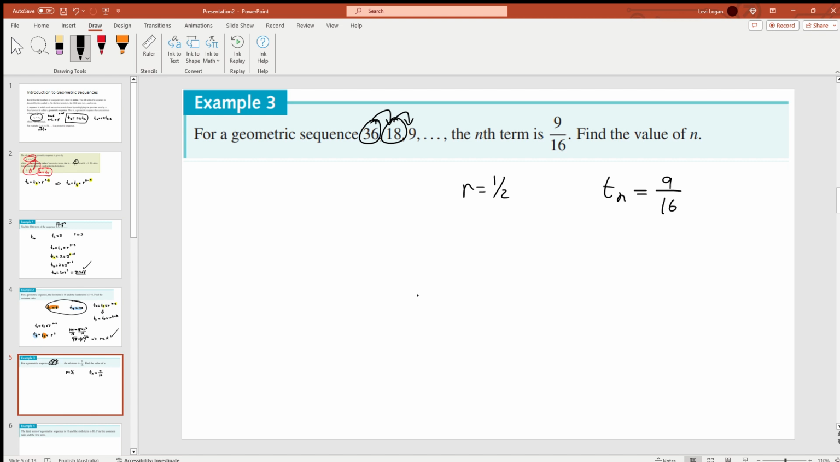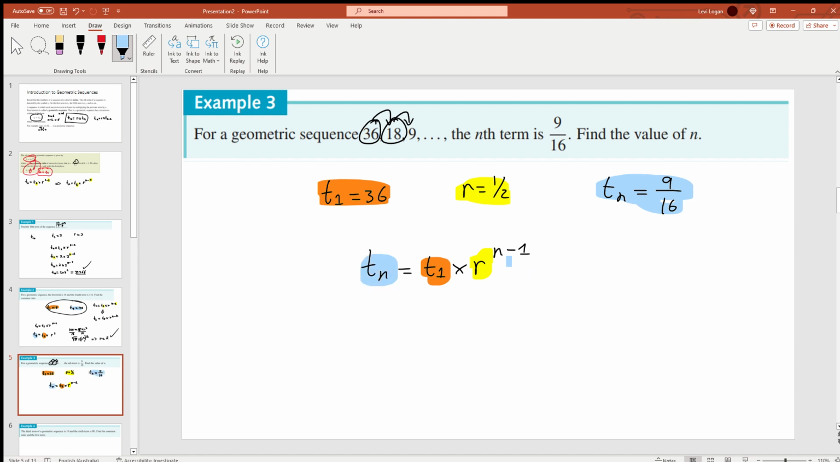So we have our formula here: T of n equals T of 1 times R to the power of n minus 1. We also know what T of 1 is. It's 36. So I can substitute this information here, and I can also substitute this information here. And while we're at it, we can just substitute this information here, and I'll show you why in a sec. So if I do that, I'll have 9 on 16 equals 36 times a half to the power of n minus 1. So now all we're going to do is solve this for n.